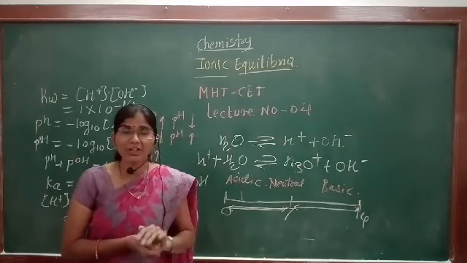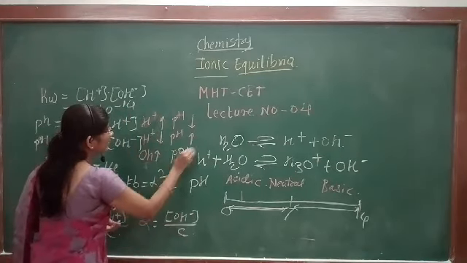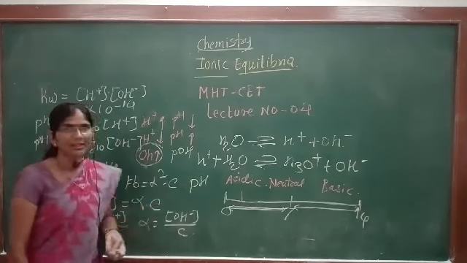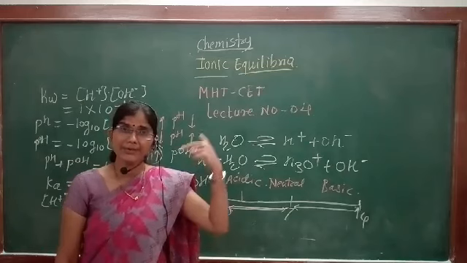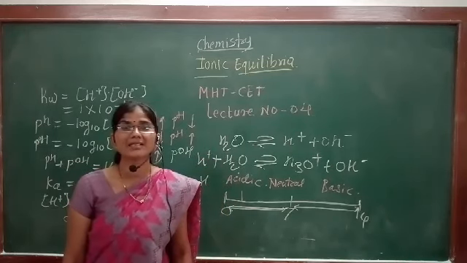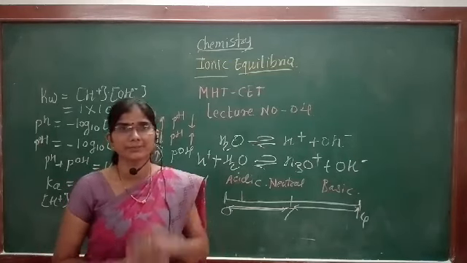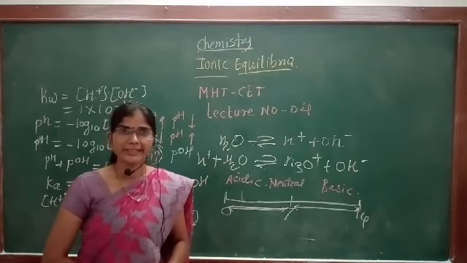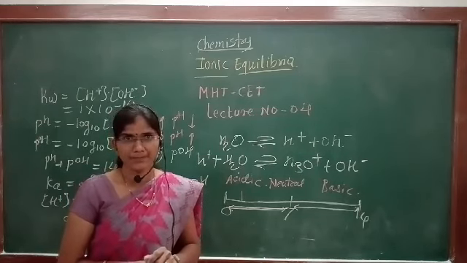But for that we do not call it pH, we call it pOH, because here, as the H plus ion concentration decreases, at the same time the concentration of OH minus ion increases, and it is measured in terms of pOH. These are some basic tricks.